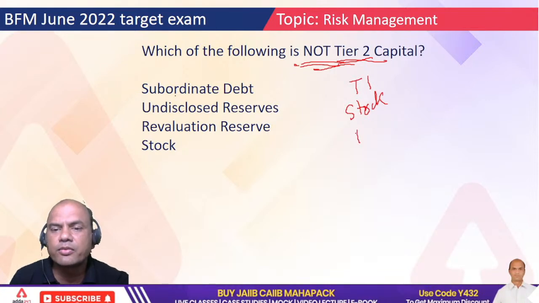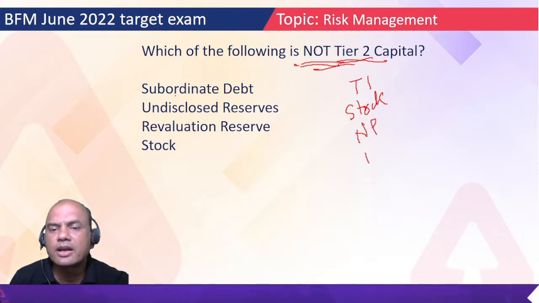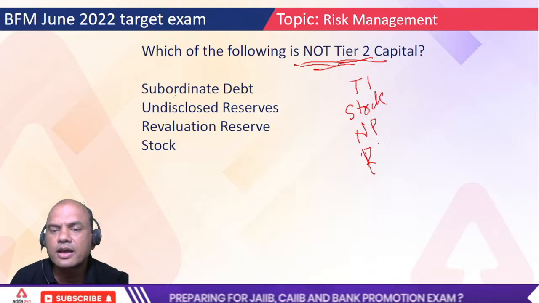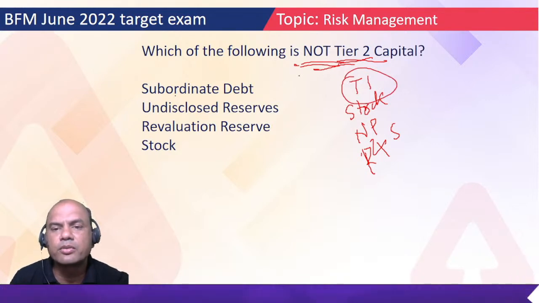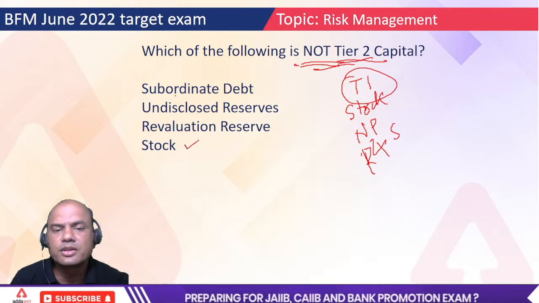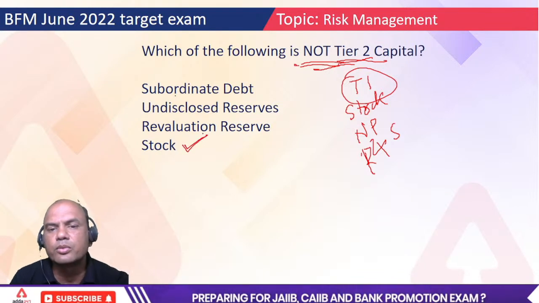That, net profit and R&S, reserves and surplus, right? Okay, so stock becomes a part of T1. So if it is a part of T1, how can it be a part of T2? So that is out. That is not a part of T2.